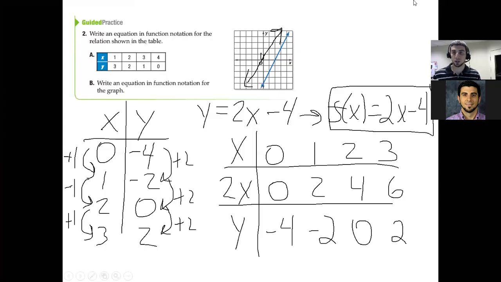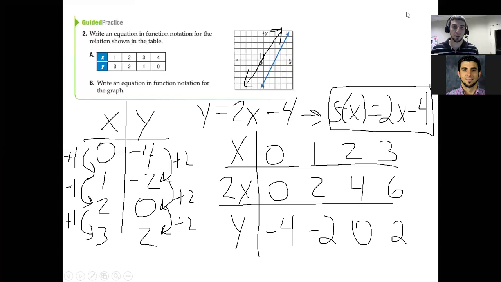Now we can actually check our answer using the equation. If I plug in 0, 2 times 0 is 0, minus 4 is negative 4. Boom. If I plug in 3, I should get 2. 2 times 3 is 6, minus 4 is 2.